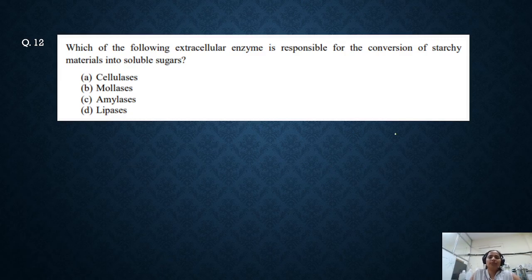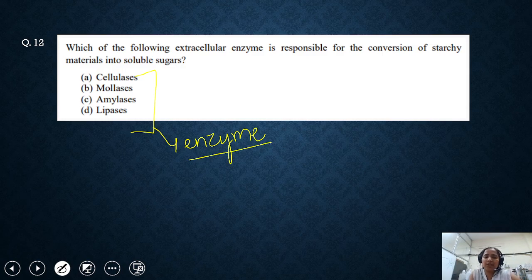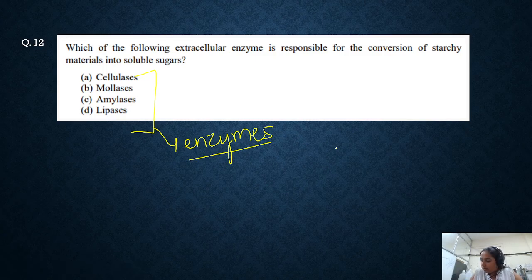Okay, this question: which of the following extracellular enzymes is responsible for the conversion of starchy material into soluble sugars? So all four options are different enzymes. And in the first lecture I discussed that in this course the use of enzymes is really important. Yeah, Satvika, correct answer. So let's discuss how all these four enzymes are used for conversion.